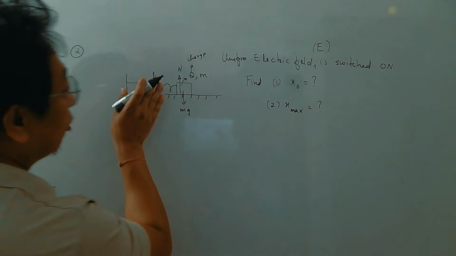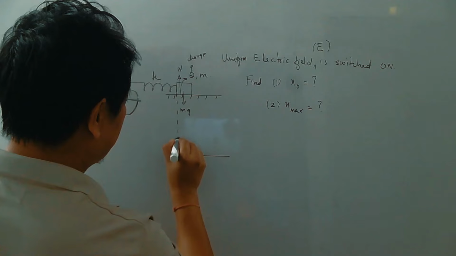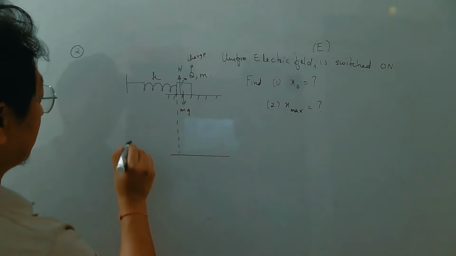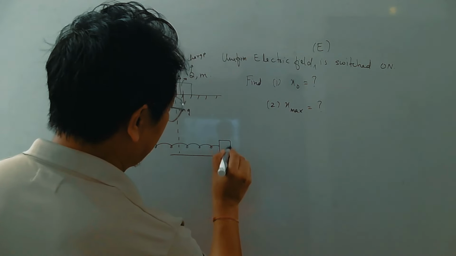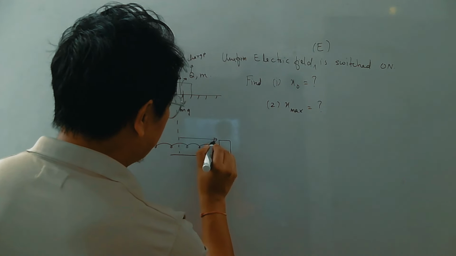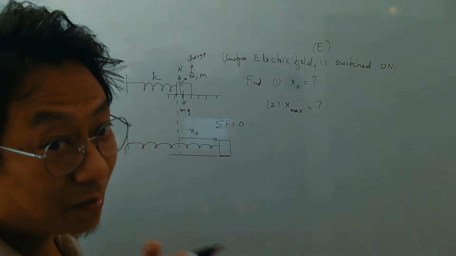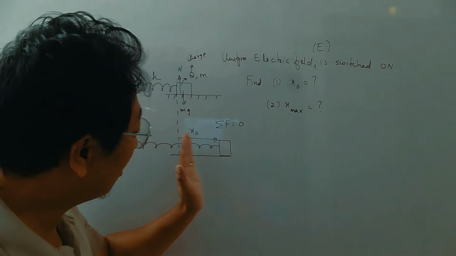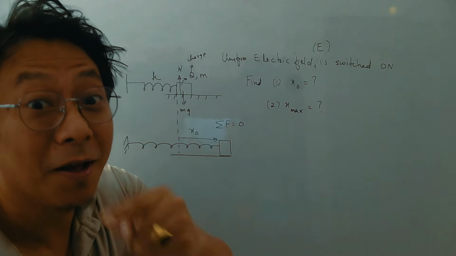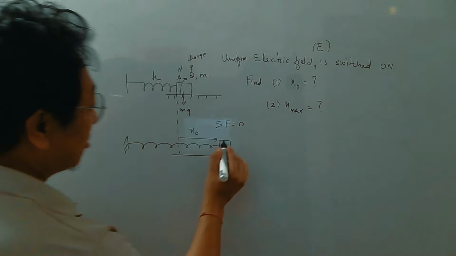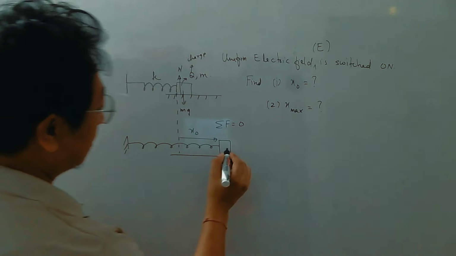So what will happen? The moment you switch on electric field, this was the starting position of the spring, and let's say the spring will start getting stretched, and let's say it reached till here. And at this position, let's say the net force is 0. Net force 0 doesn't mean it is at rest, remember, because it was already moving. So in fact, this is the position where velocity is what? Maximum, right?